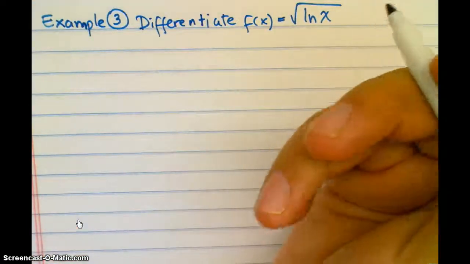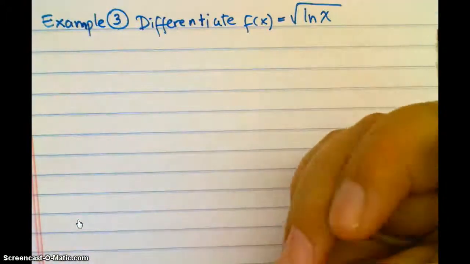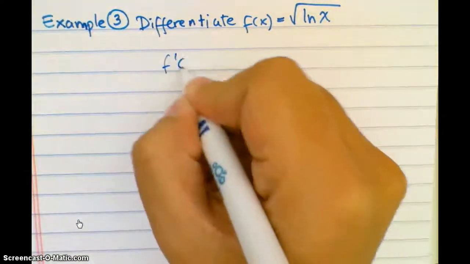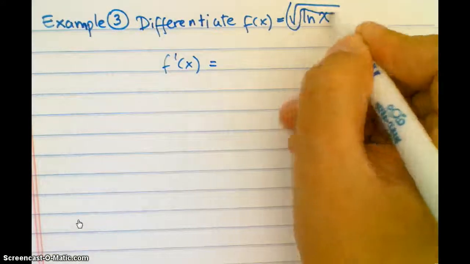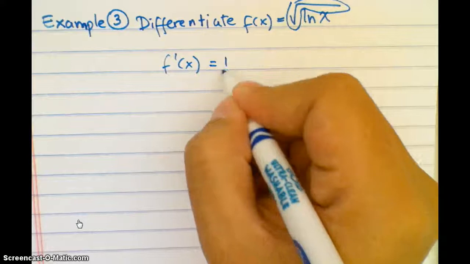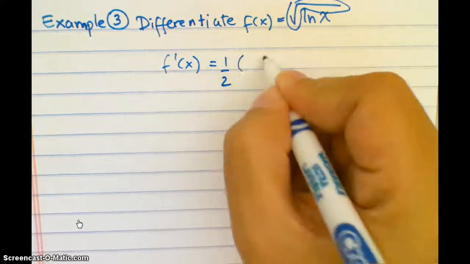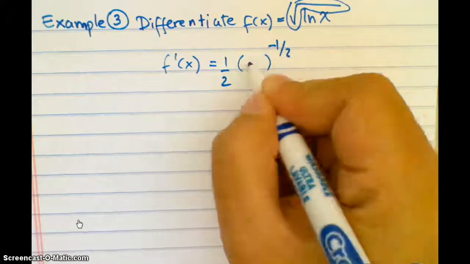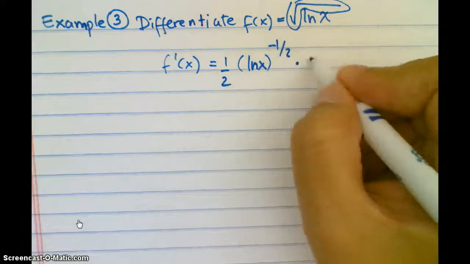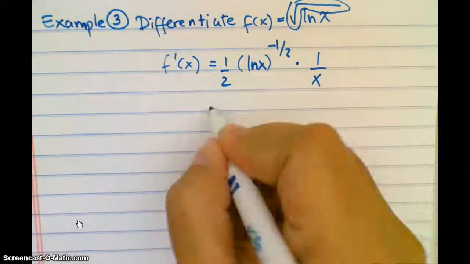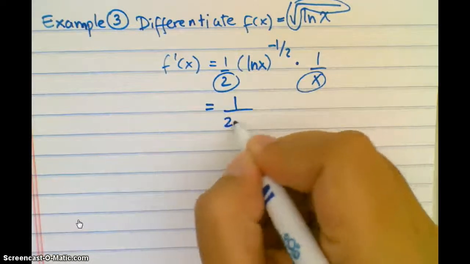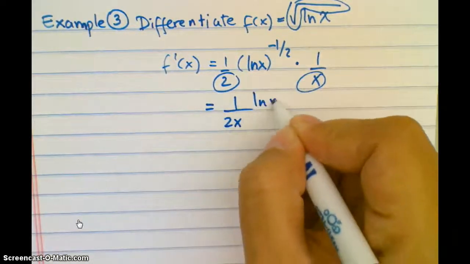Okay, example 3, we are at 3 minutes and 18 seconds. This is great, this is going very quickly. F prime of x, the outer function in this case is the square root, so you know that the derivative of square root is 1/2 the inside to the negative 1/2, the inside being natural log of x, and then by chain rule I just have to take the derivative of this, which is 1 over x. Now, making it beautiful, the 2 and the x multiply, so I have 1 over 2x natural log of x to the negative 1/2.